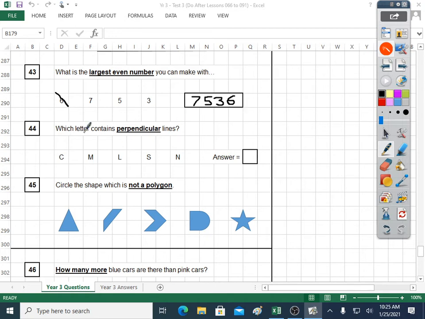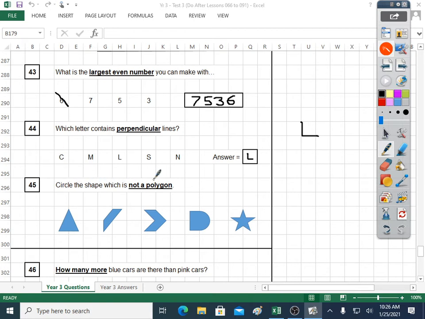Question 44. Which letter contains perpendicular lines? Perpendicular lines are lines like this that make a right angle, and that it actually is an L shape. L is the one. L has perpendicular lines. You might not know that. It's a difficult question. Question 45.